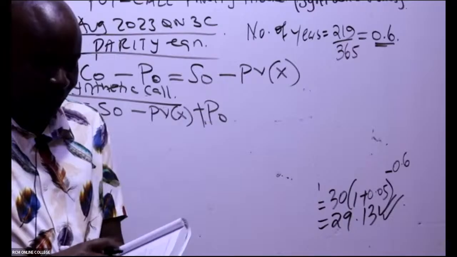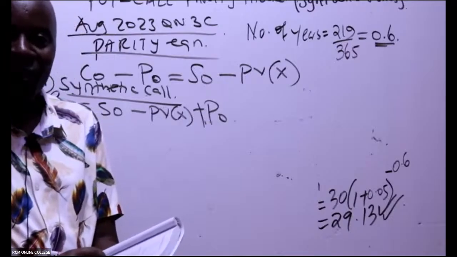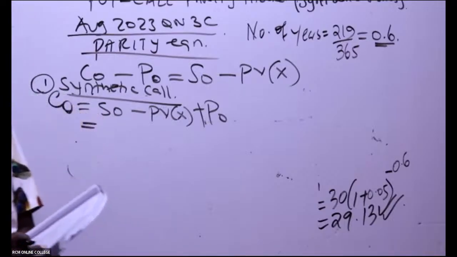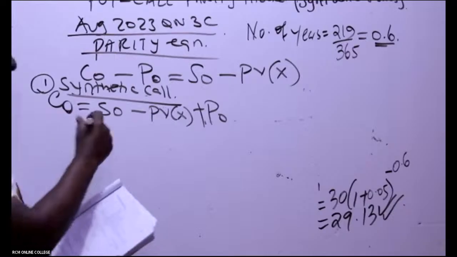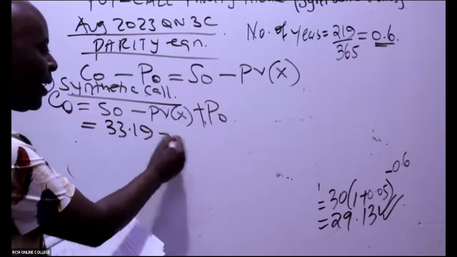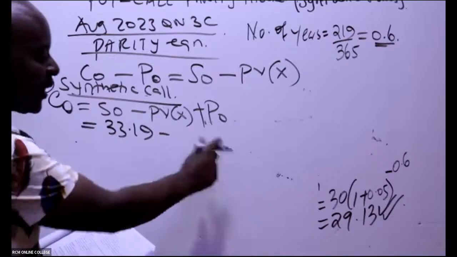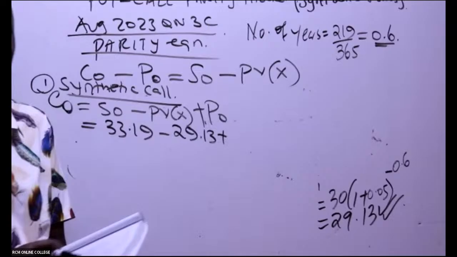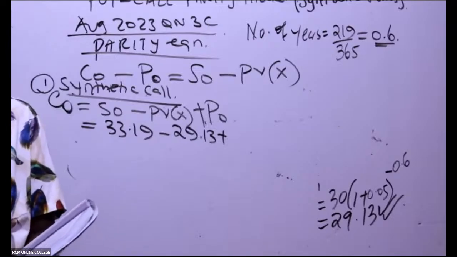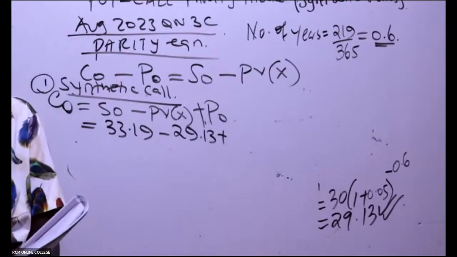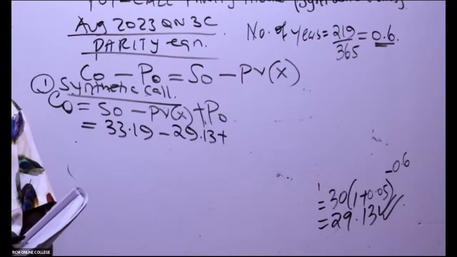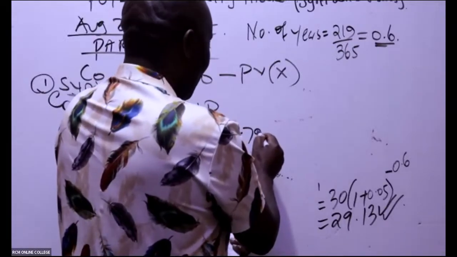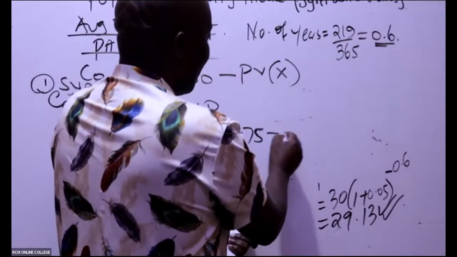So do we have these values from our question? Is there somebody who is able to see SO? SO is the current stock price. 33.19, isn't it? Are you able to see the present value of the X? We have just computed it: 29.13. This is the put price, the PO. It's given in the question, in the second line there: 2.75.